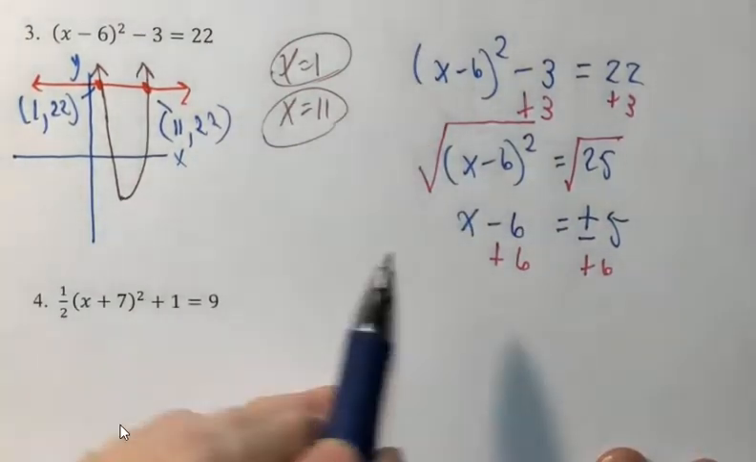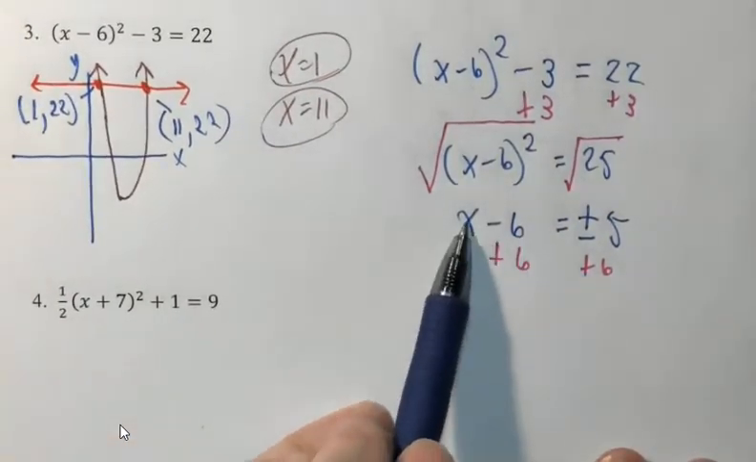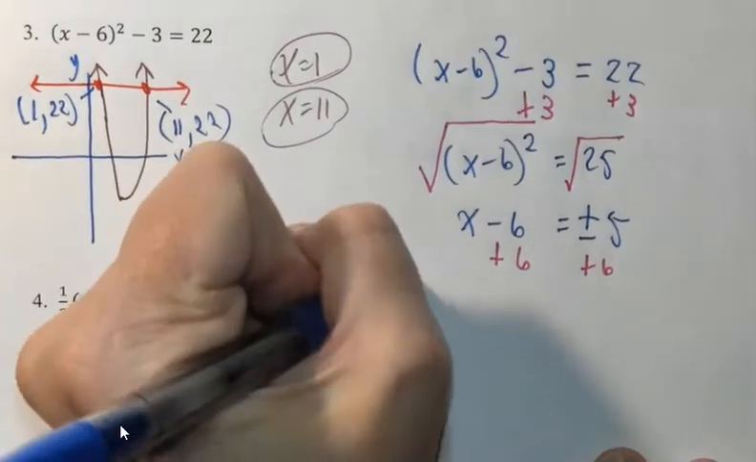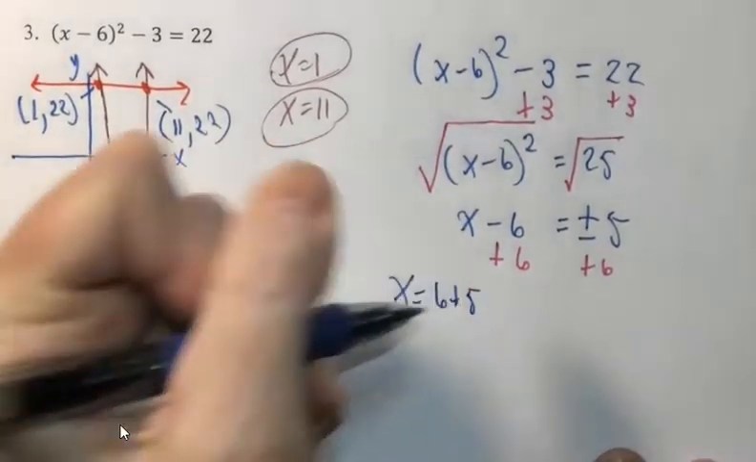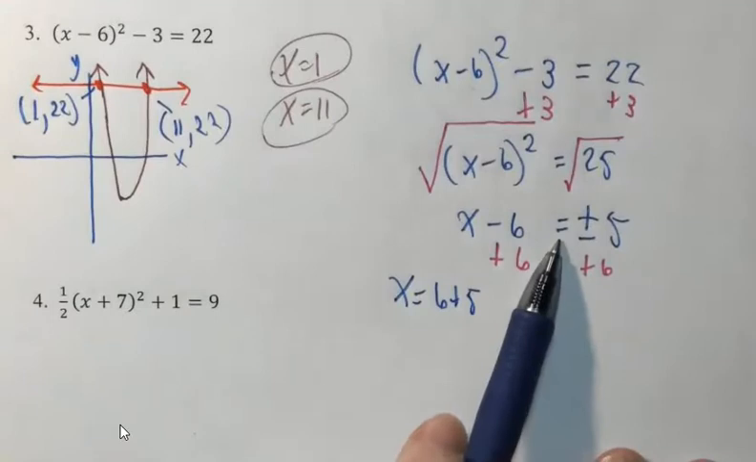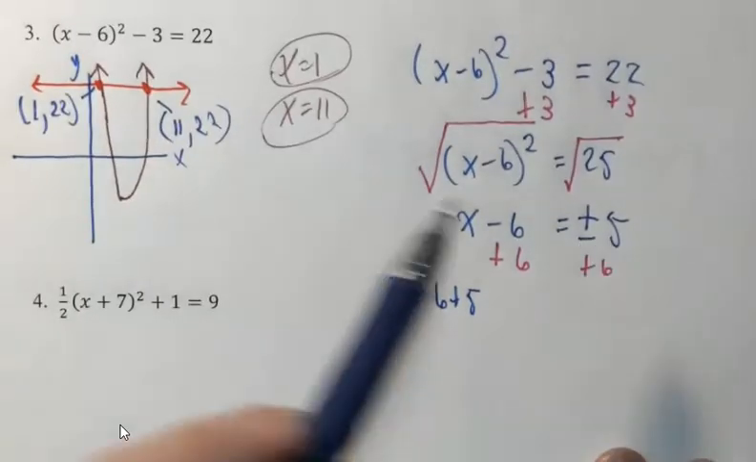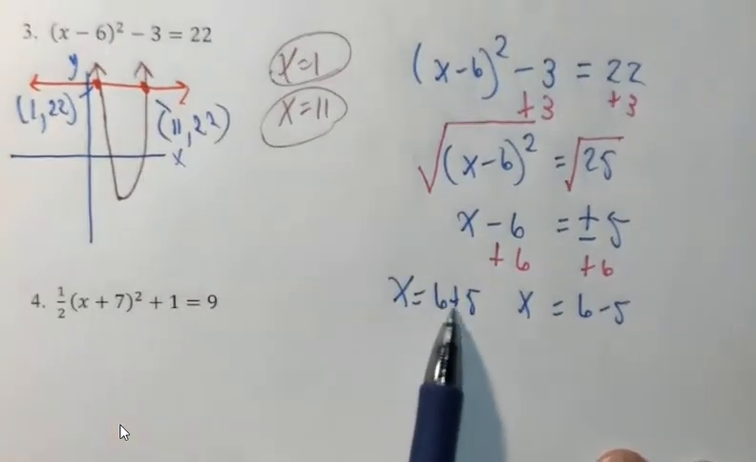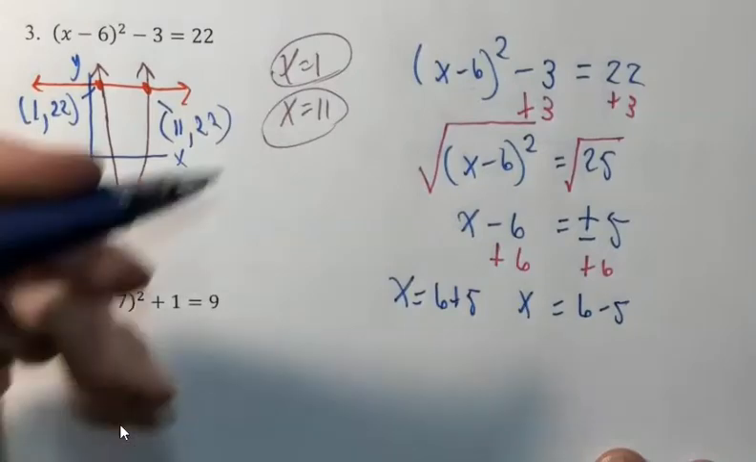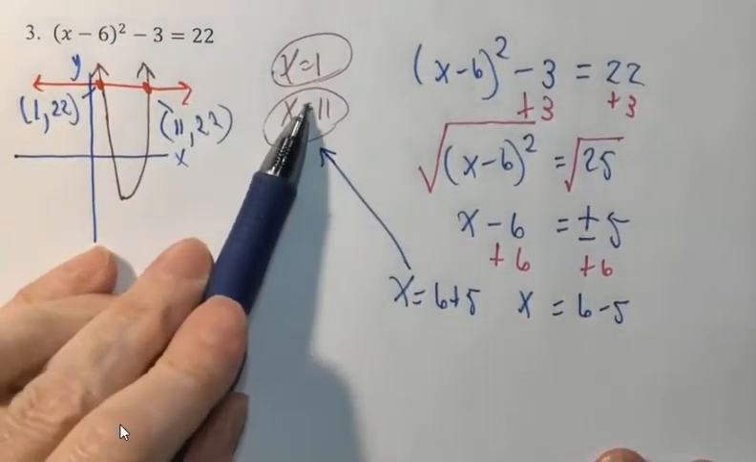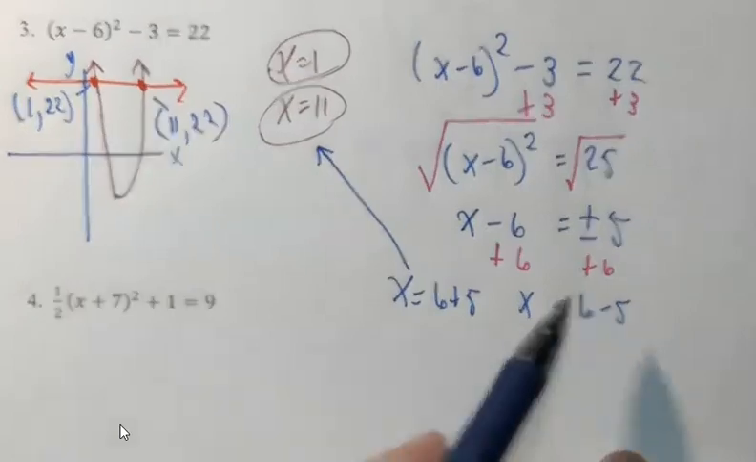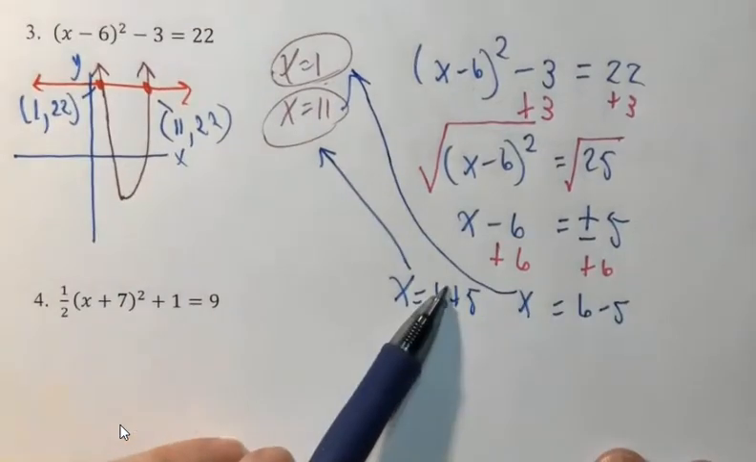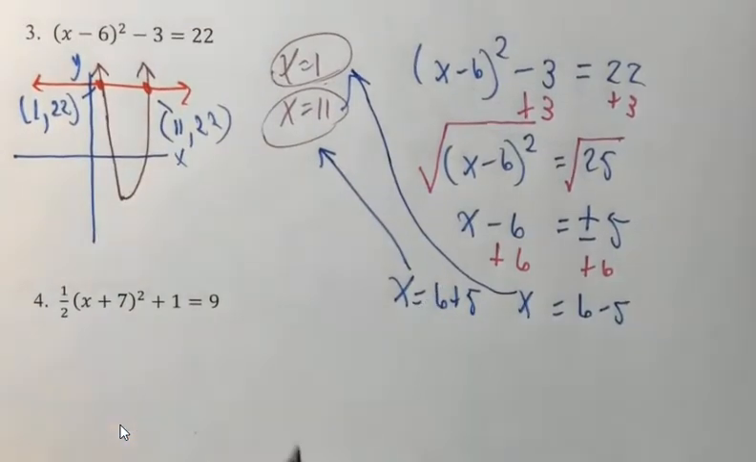And I'm going to go ahead and separate these out since we've already done a couple. I'm going to write x equals 6 plus 5 for the first one. And then I'll do x equals 6 minus 5 for the other one. Well, 6 plus 5 is equal to 11. So that would be the solution, x equals 11. And 6 minus 5 is equal to 1, so that would be my solution, x equals 1. So I did get the same two solutions when I solved algebraically.